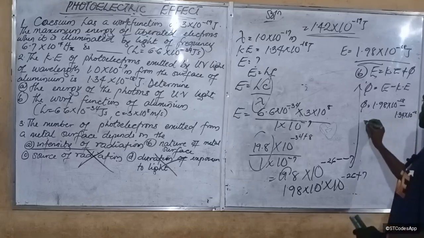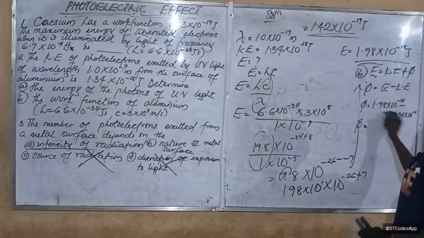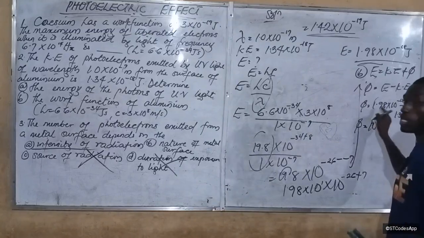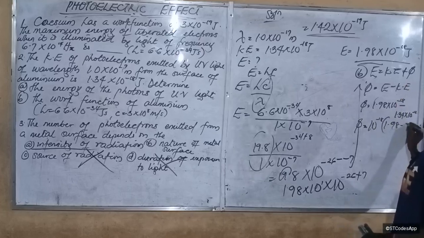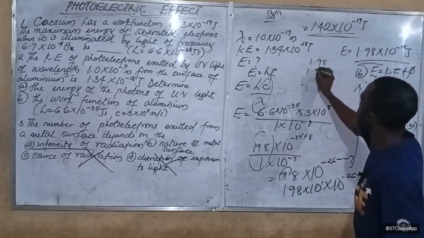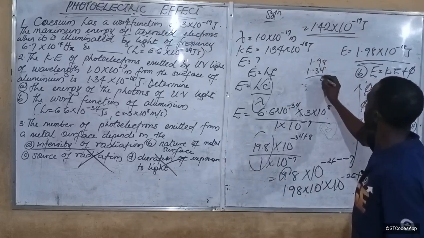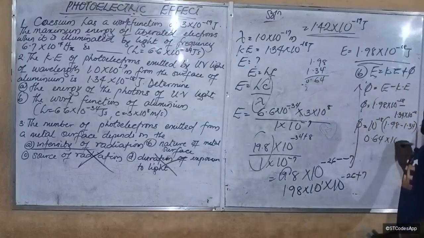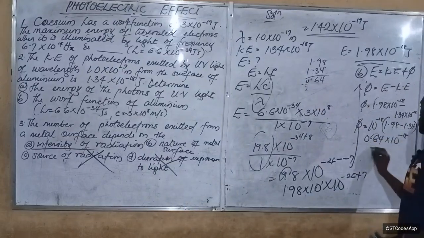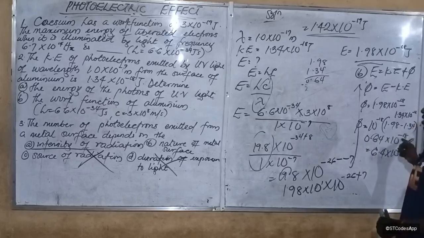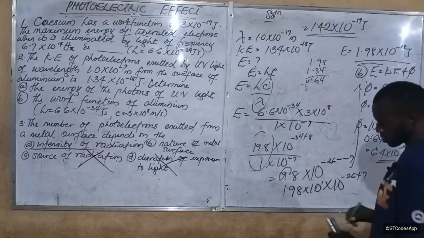So by the time you subtract, work function will be equal to, you factor out the 10 raised to the power minus 18 that they have in common, into bracket 1.98 minus 1.34. Okay, so 1.98 minus 1.34 is 0.64. So we have 0.64 times 10 to the power minus 18. By the time I bring this forward, it becomes 6.4 times 10 to the power minus 1 minus 18. That becomes minus 19 joules. And that is the work function.